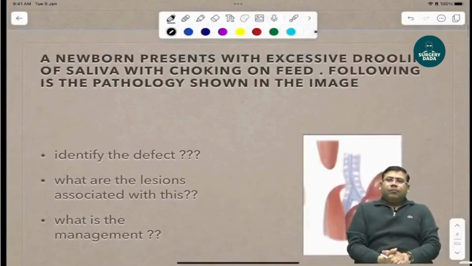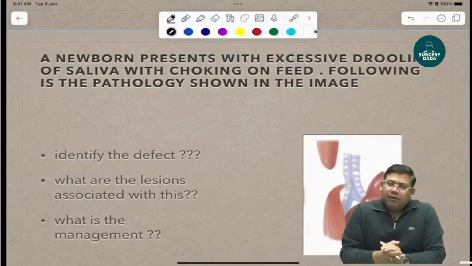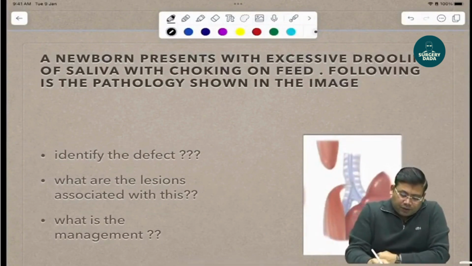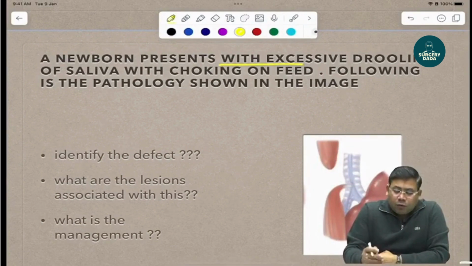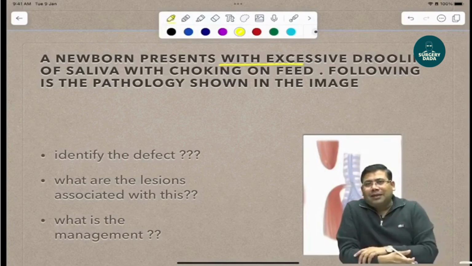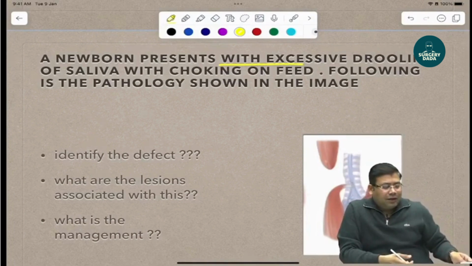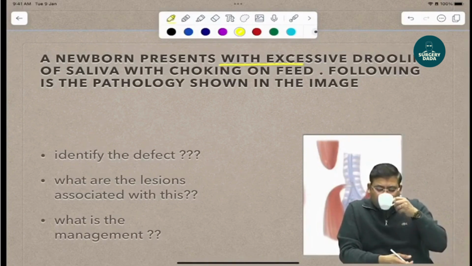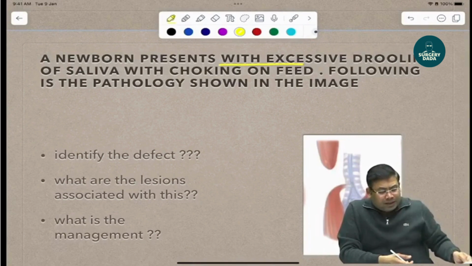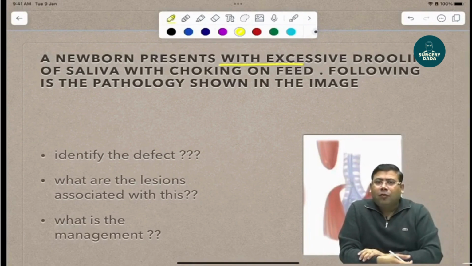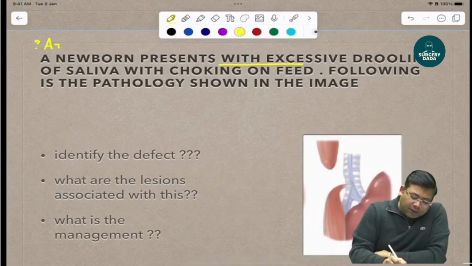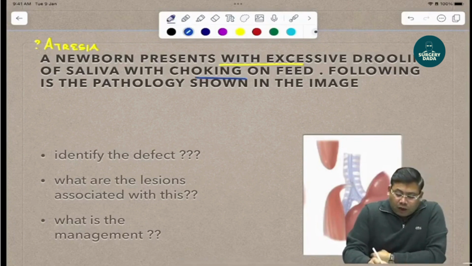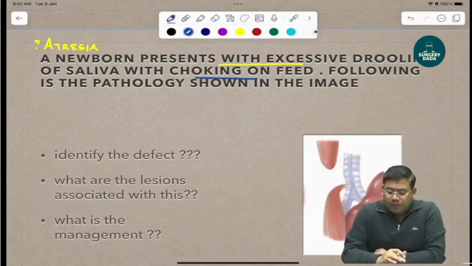The next is, if you see the image, we will see the image later. First, let us read the question. A newborn presenting with excessive drooling of saliva. So one thing is clear: the patient is not able to take the saliva in, so definitely there is some problem with the esophagus. A newborn presenting with this gives us a hint of what? Esophageal atresia. So first thing, we now have in our mind that we could be dealing with a case of atresia. With choking on the feed, now this is more confirming and alarming.